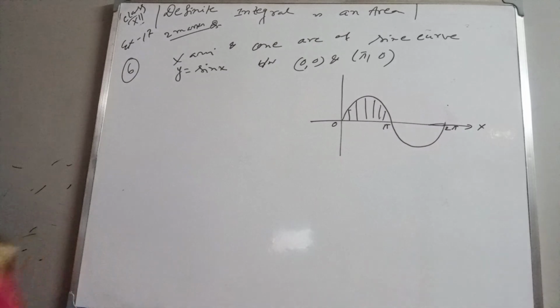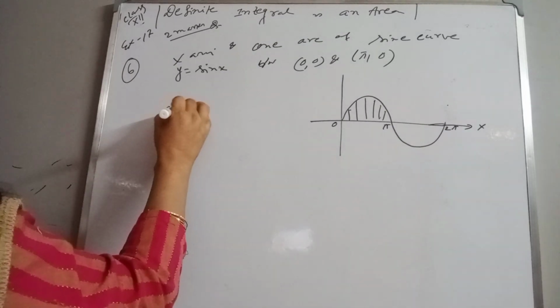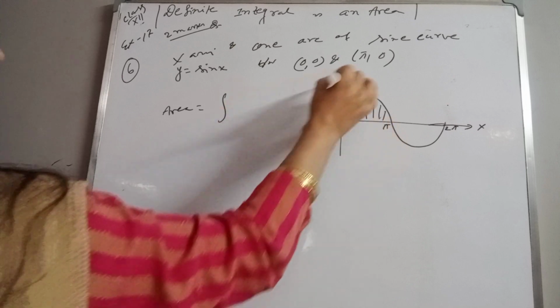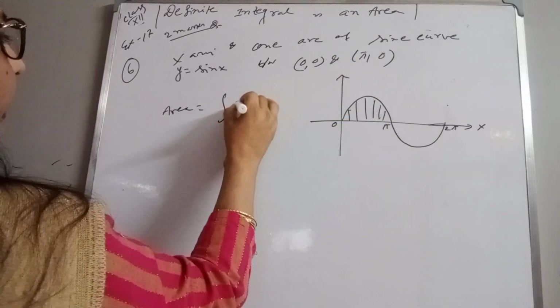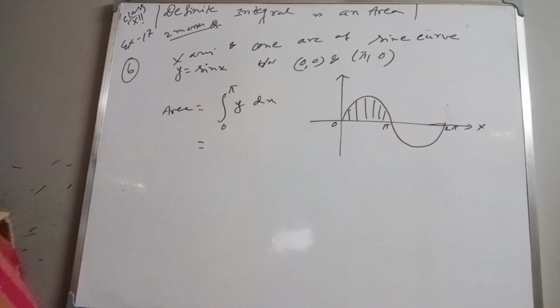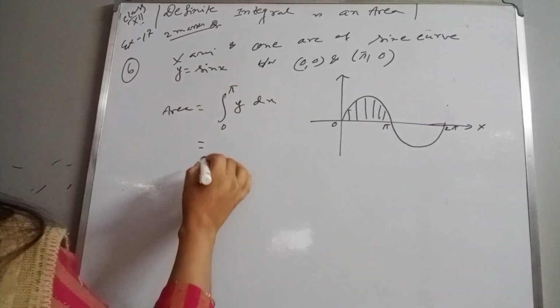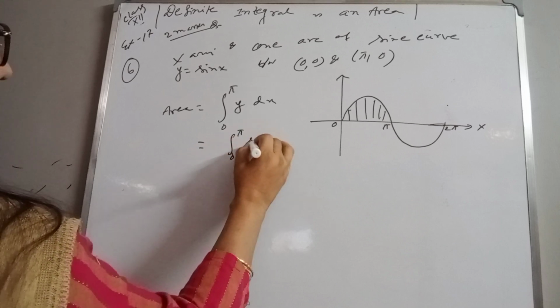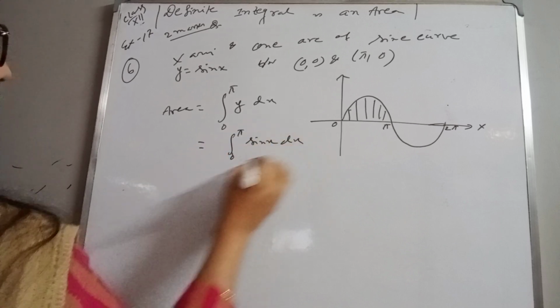So what is the answer? Required area is the integral with respect to x, y dx, from 0 to pi. Y is equal to sine x. So write here integral 0 to pi sine x dx.